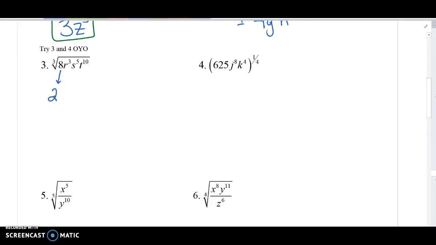Third root of r to the third. R to the third is a full 3. That's a full group of 3. So that becomes plain r.